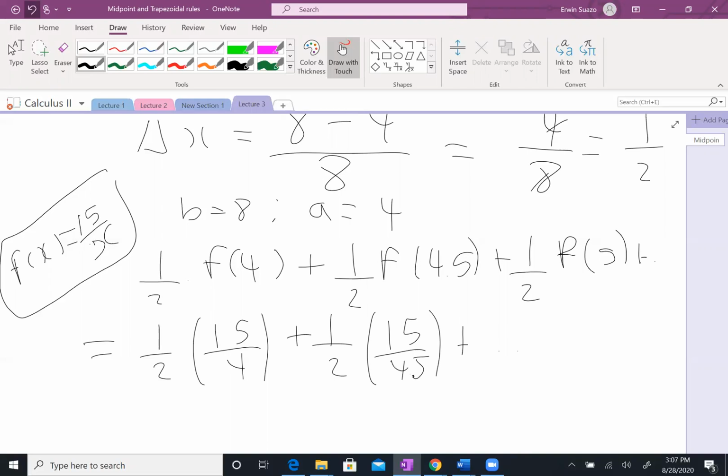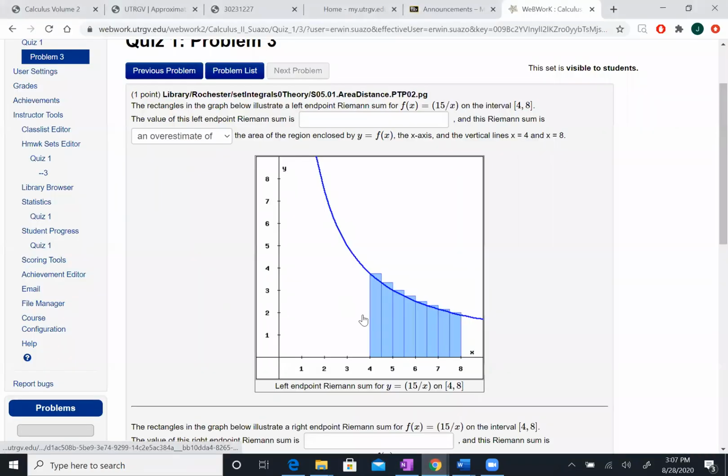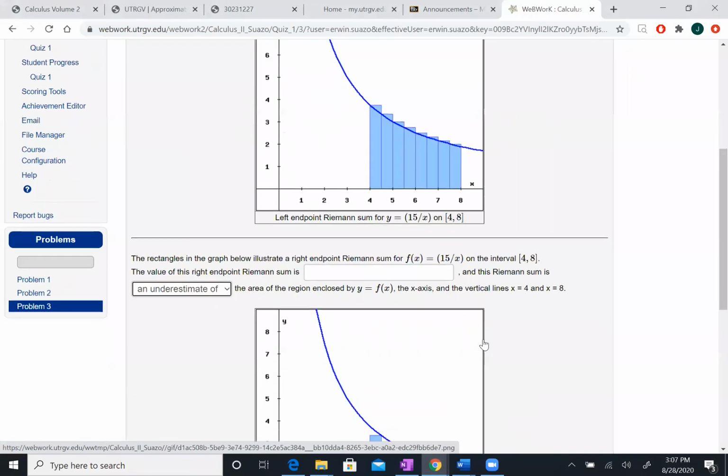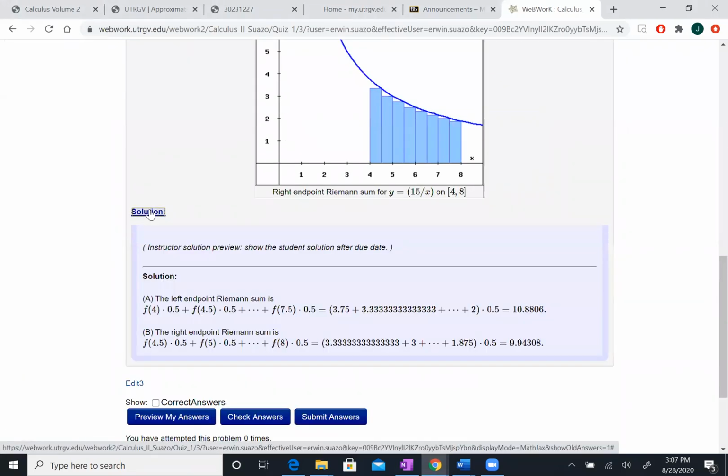Okay? I'll let you finish because it's a quiz. I don't want to do everything, but I can show you here. You keep going and I can show you the solution here. Well, what are we doing? F of 4 times 0.5 plus F of 4.5 times 0.5 and so on.